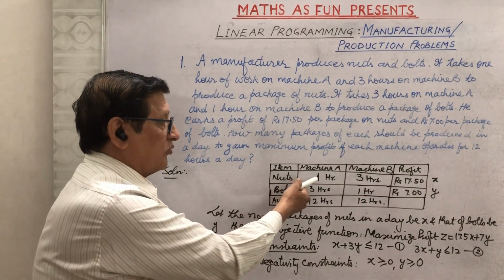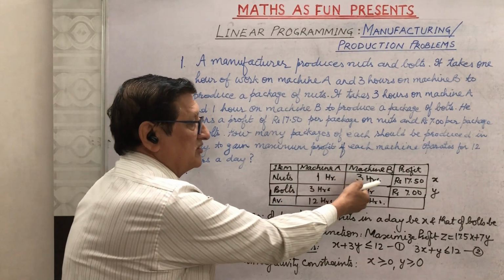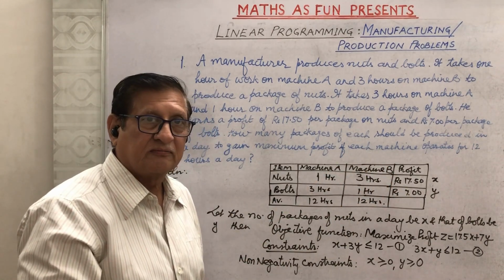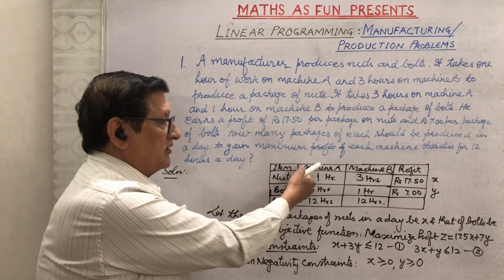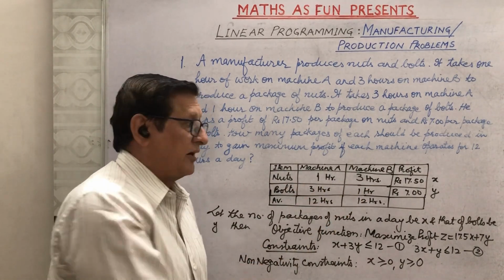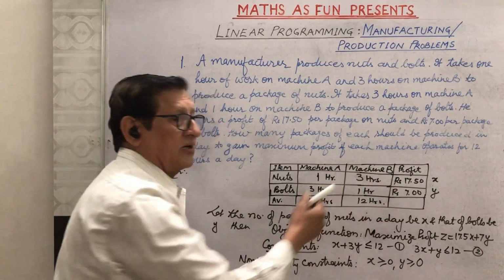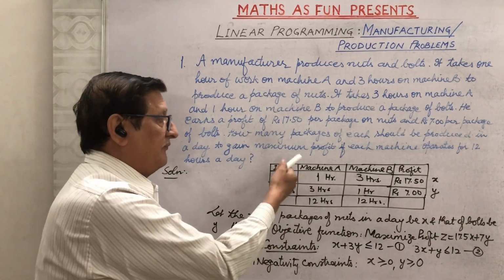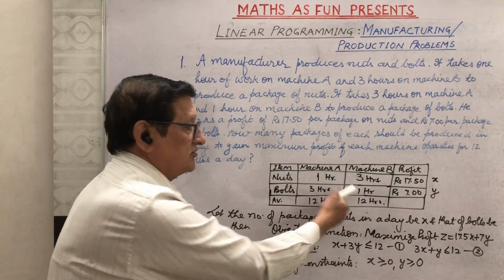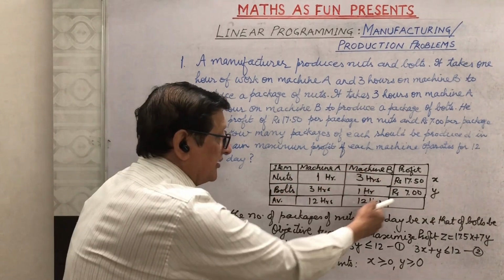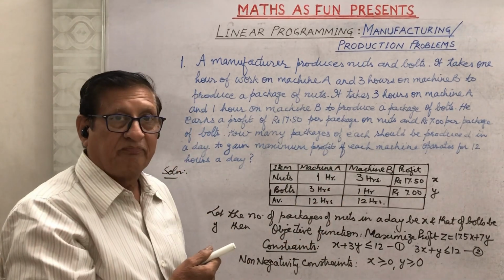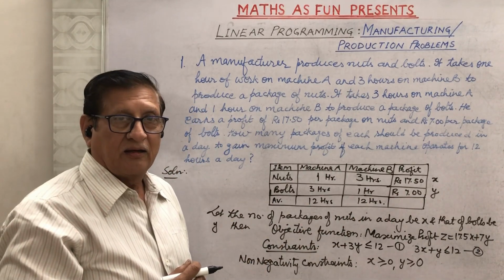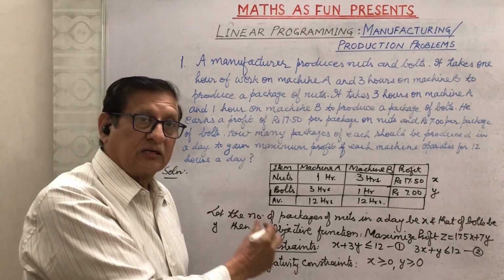Here it is that nuts require 1 hour on machine A and 3 hours on machine B, and the profit for that is rupees 17.50 per package. Same here for bolts, 3 hours on machine A and 1 hour on machine B, and rupees 7 per package is the profit on this. The total time maximum for a machine is 12 hours each. So after writing this in a table, we do not need to read the question again, everything is available here. And now we have to find out x and y, that is the number of nuts and bolts.